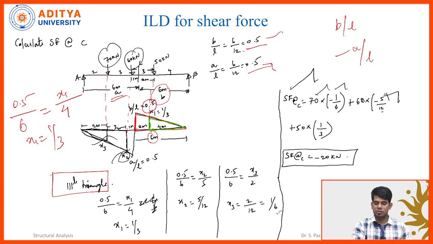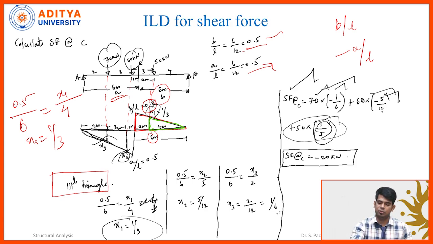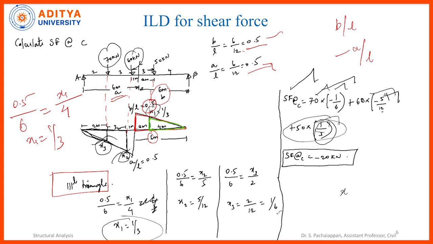We need to consider the 50 kilonewton load also. So 70 multiplied by its corresponding ordinate, 60 multiplied by its corresponding ordinate, and 50 multiplied by its ordinate, but this one is a positive ordinate. The corresponding ordinate here is x1, which is 1 by 3, and we substituted it. So we have two negative ordinates: x3 is negative, x2 is negative, and x1 is positive. That is what we substituted here.